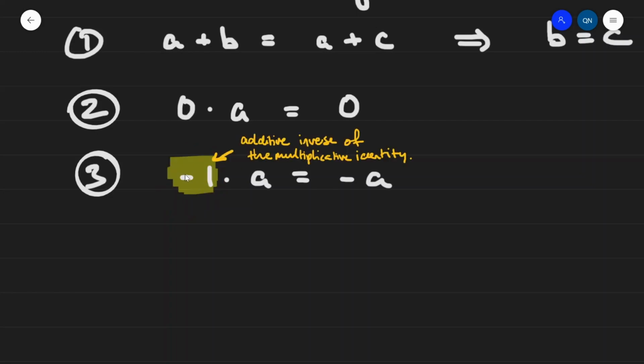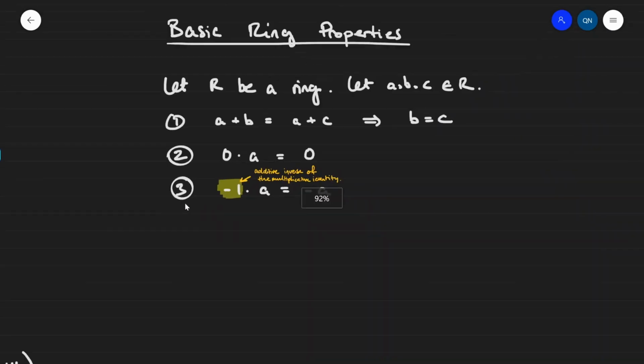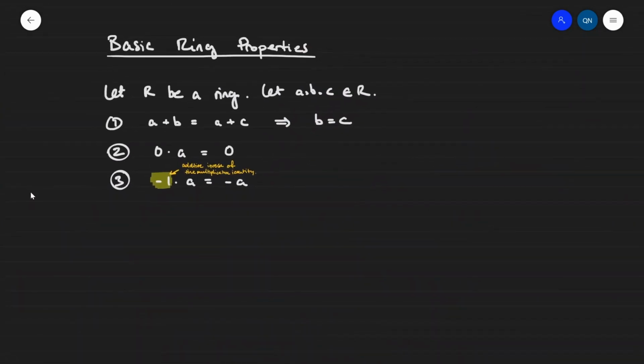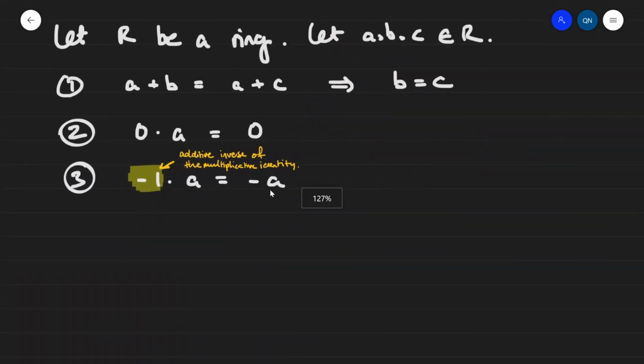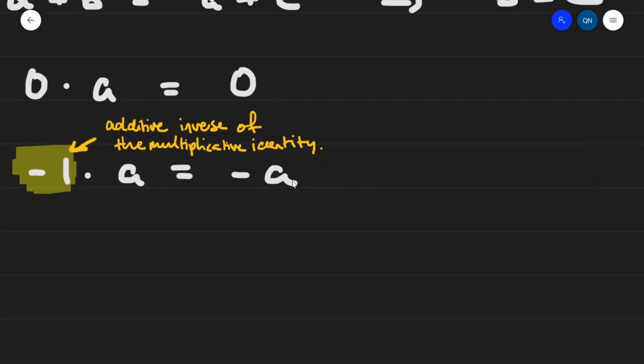So if you take the specific element over here, which always exists in a ring using the axioms that we assume for a ring, then if you multiply it by any ring element, that just turns it into the additive inverse of that element. So here it's not negative 1 times A anymore, it's really negative A, where the negative in front of the A really refers to the additive inverse of A.